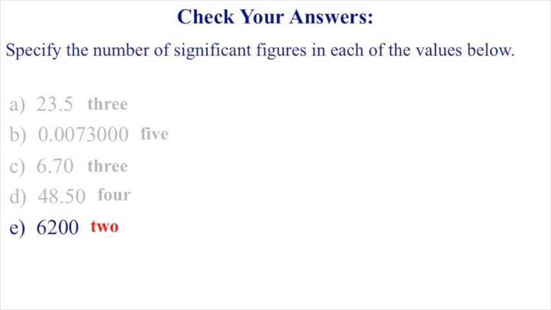In part E, the decimal point is absent, so we start inspecting from the right and go to the left. We start with the first non-zero number, which is the 2, and every number after that, which is the 6.